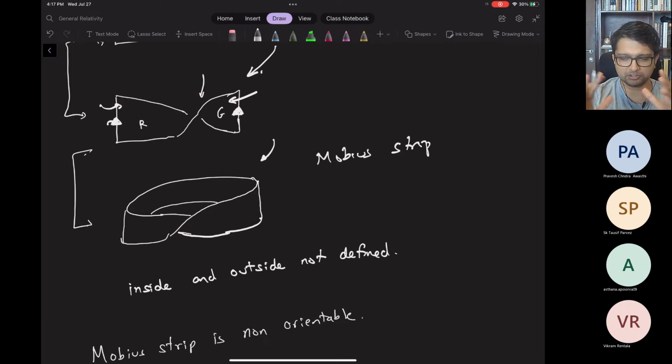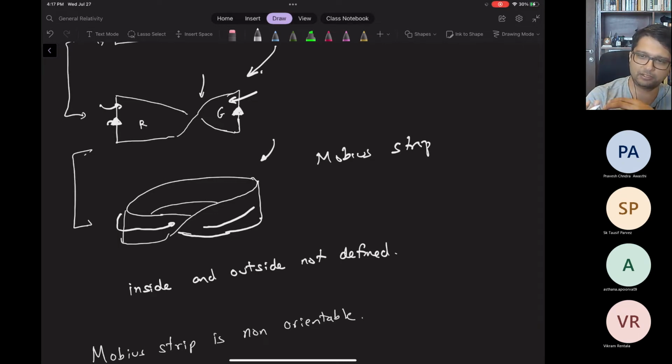But it will transition sort of abruptly. So if I just imagine following this from what I think is the outside, when I come here I'll make a transition from red to green, and so I will not perpetually stay on the red side of this rectangle.